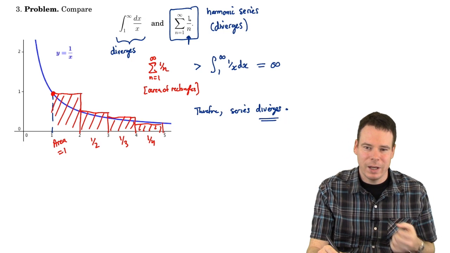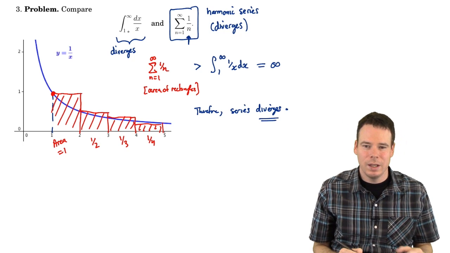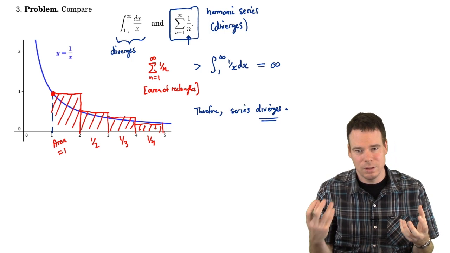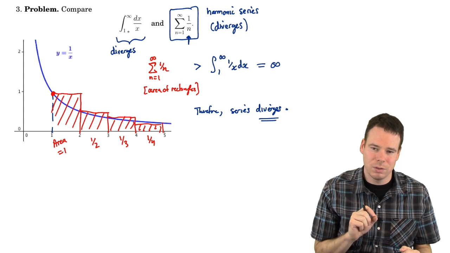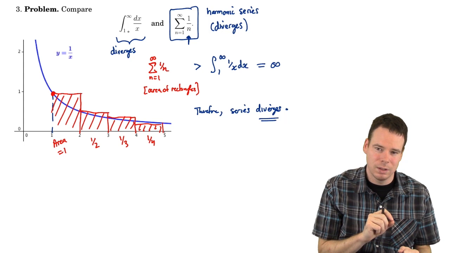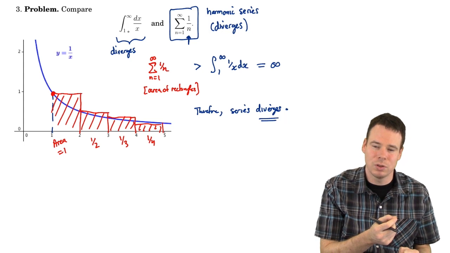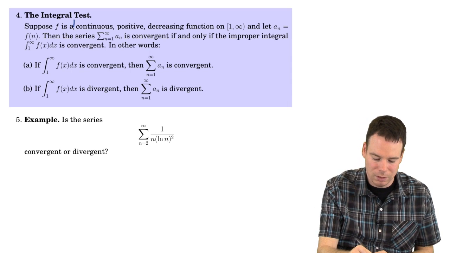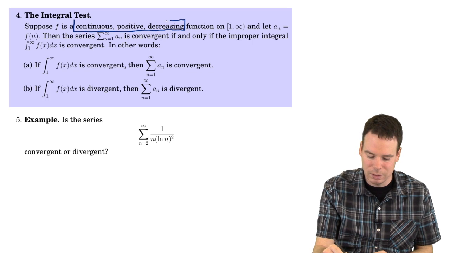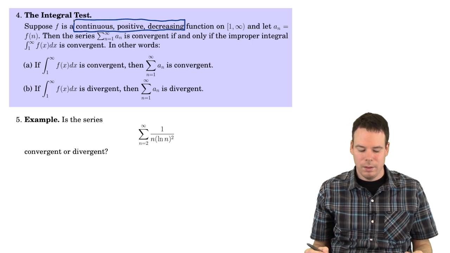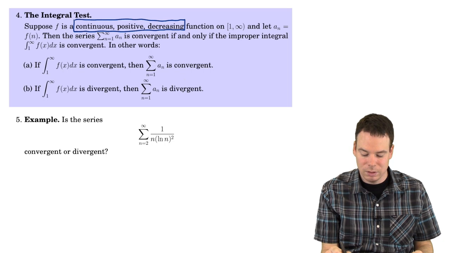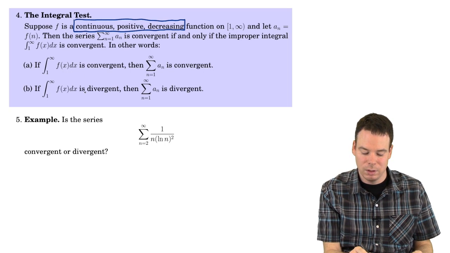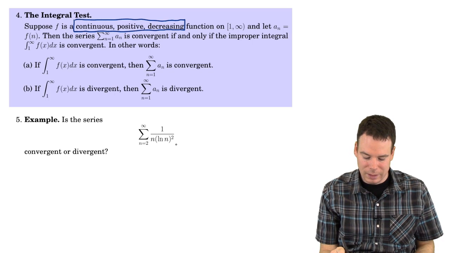Well, I'm going to ask that same question about the integral. If the terms go to 0 fast enough so that the integral converges, then it seems to suggest that the series should converge. But if the terms don't go to 0 fast enough so that the integral diverges, then the series should diverge. That's the integral test. The integral test says if you're staring at a function which is continuous, positive, and decreasing, then the question about whether a series converges or diverges is really a question about whether the integral converges or diverges. So let's have a look at this next example.